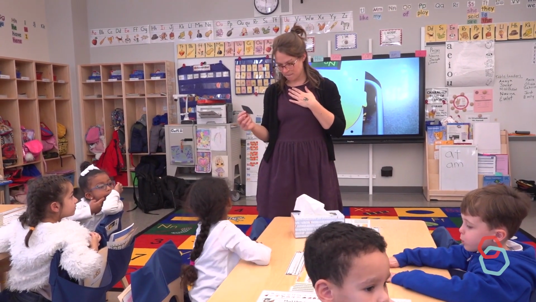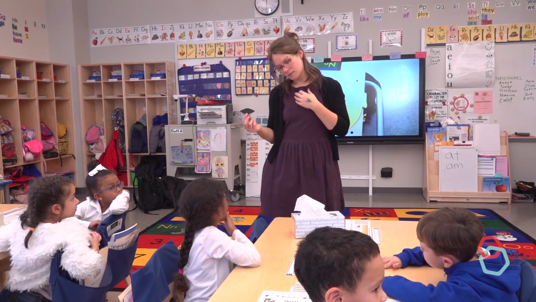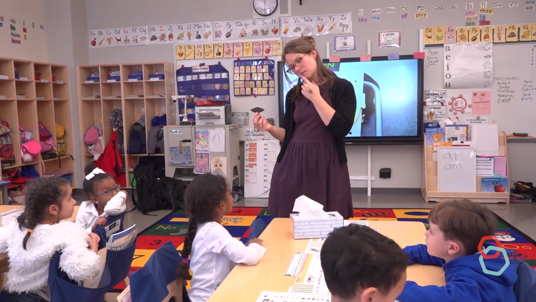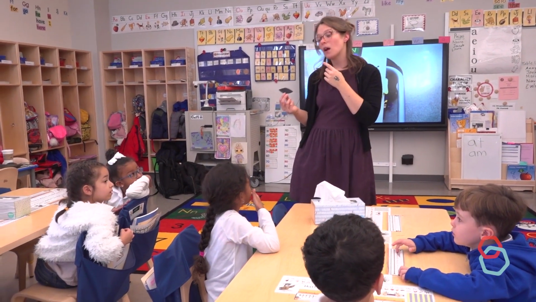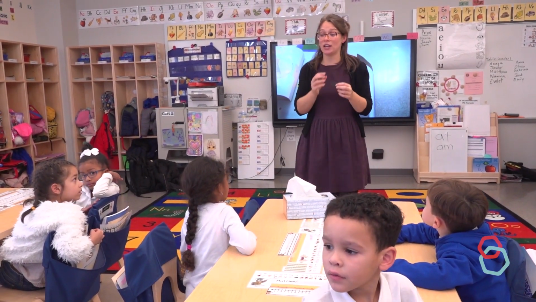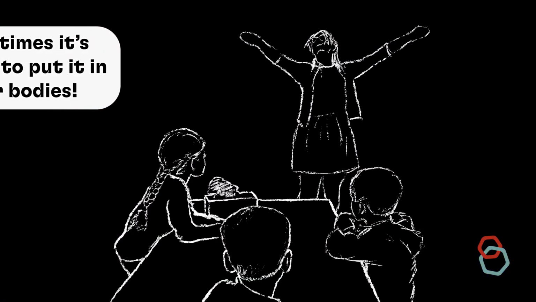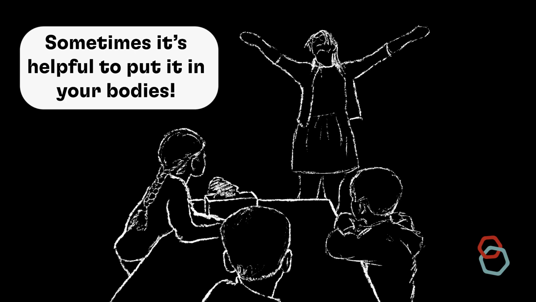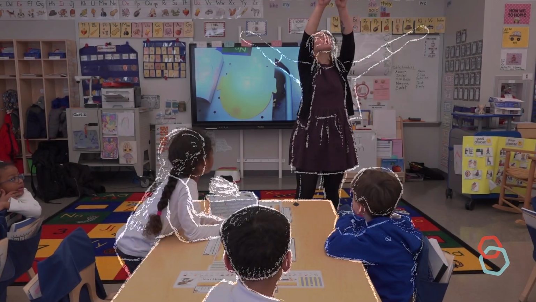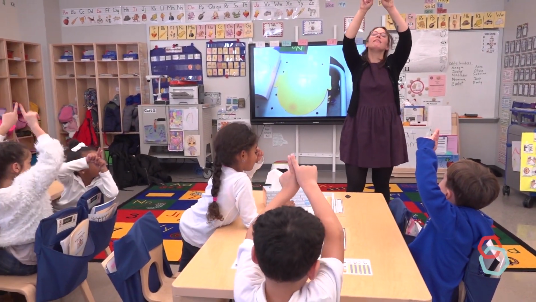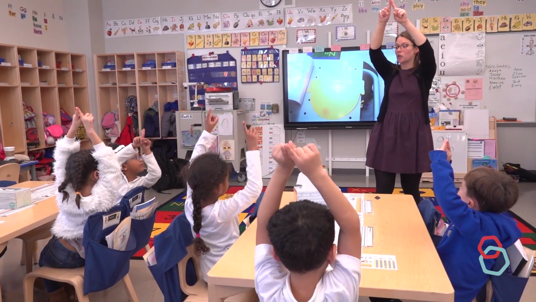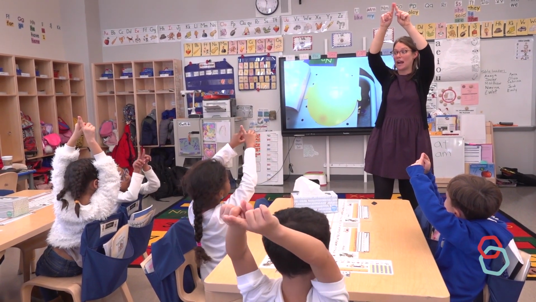It's like this because when you're nervous, you go like this. Maybe if you were making a nervous face, your lips might look like this. Totally. Sometimes it's helpful to put it in your bodies. Let's make this shape together in the air. Start with the point in the air. And this time, the curves are going in opposite directions. Ready?